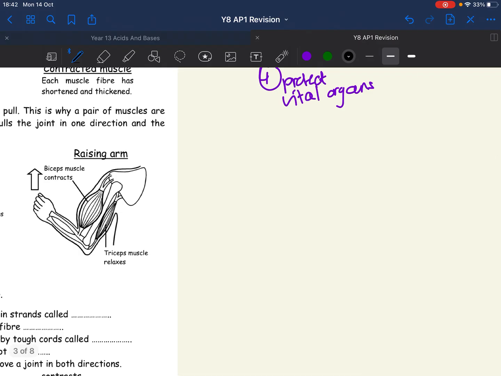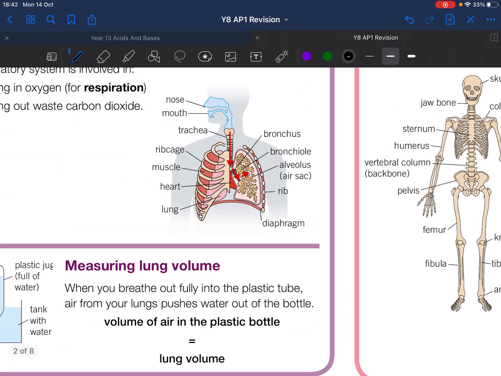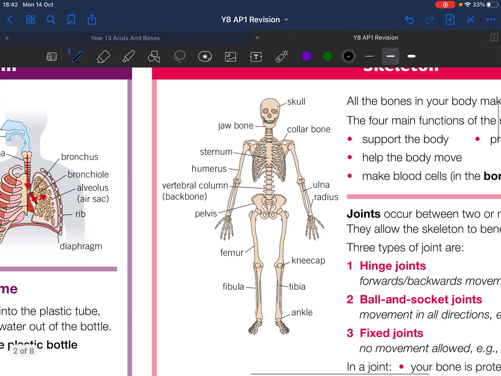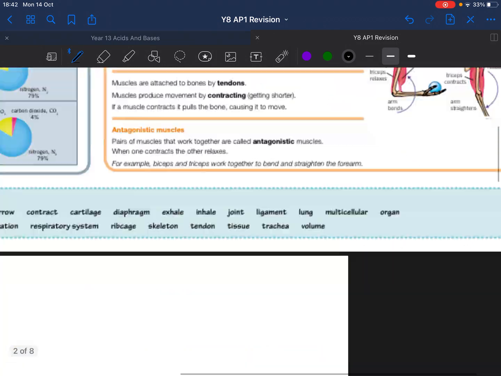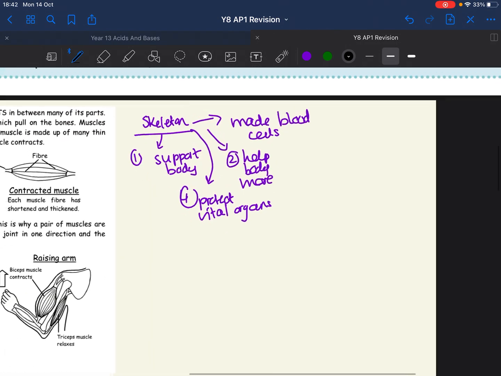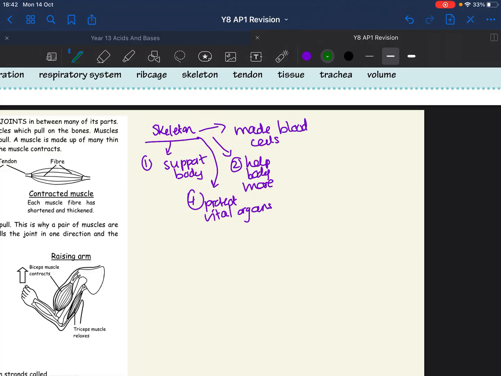So that is the skeleton done. You may need to label the different parts of the skeleton, which is here. So labeling parts of the skeleton, which is here. We'll then move on to joints. I'll use a different color for joints.